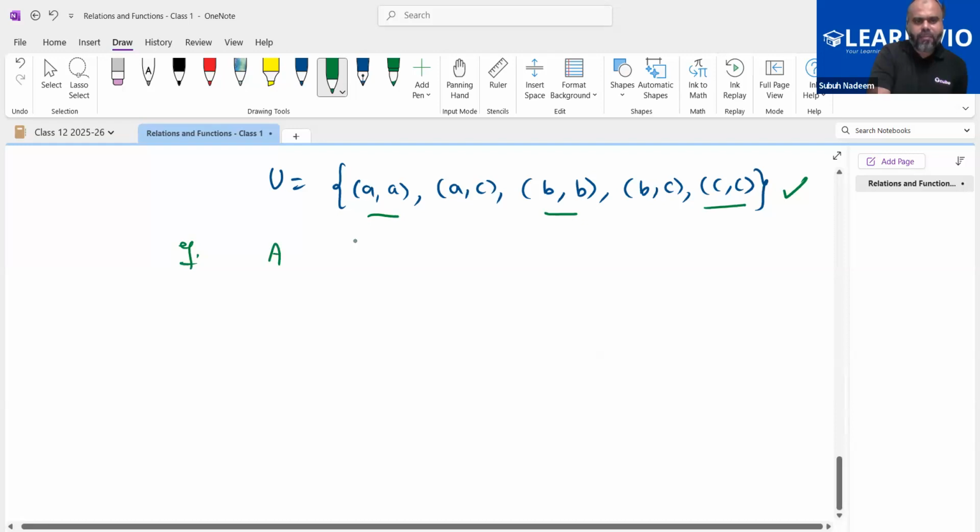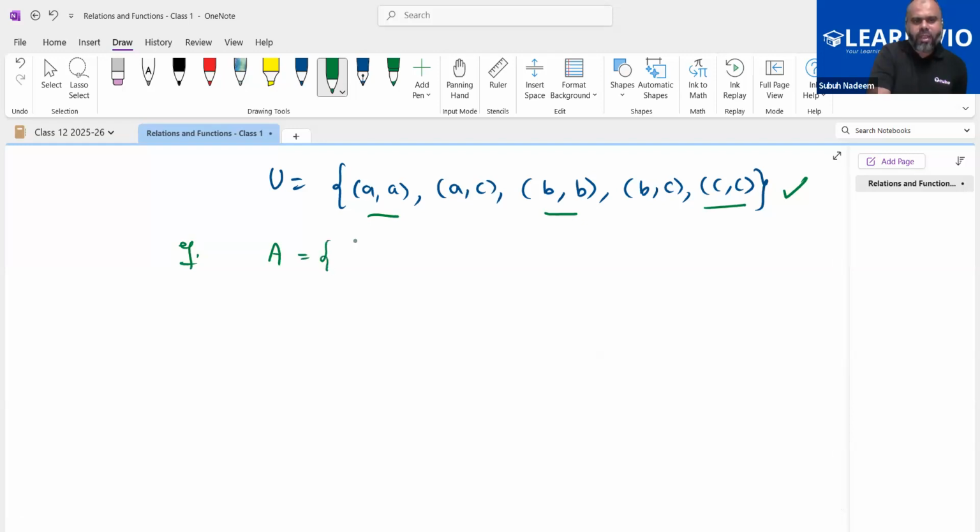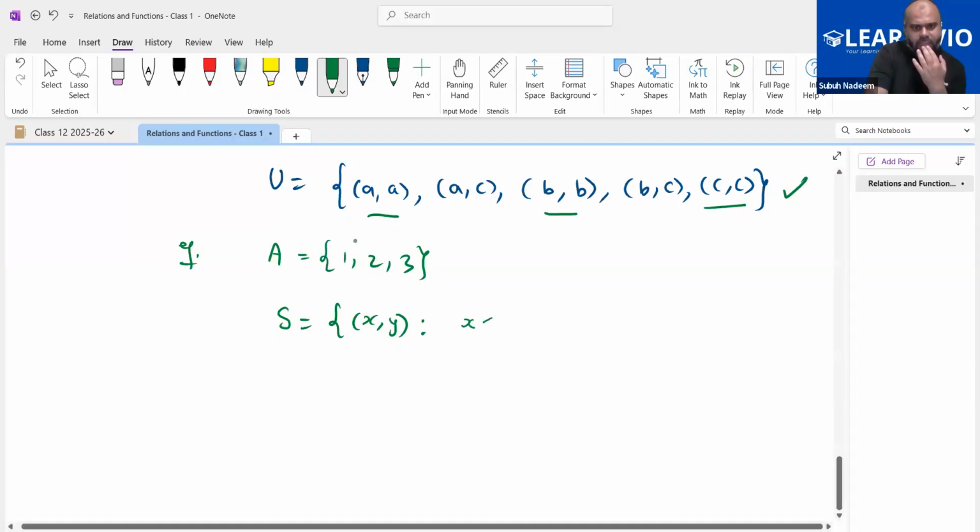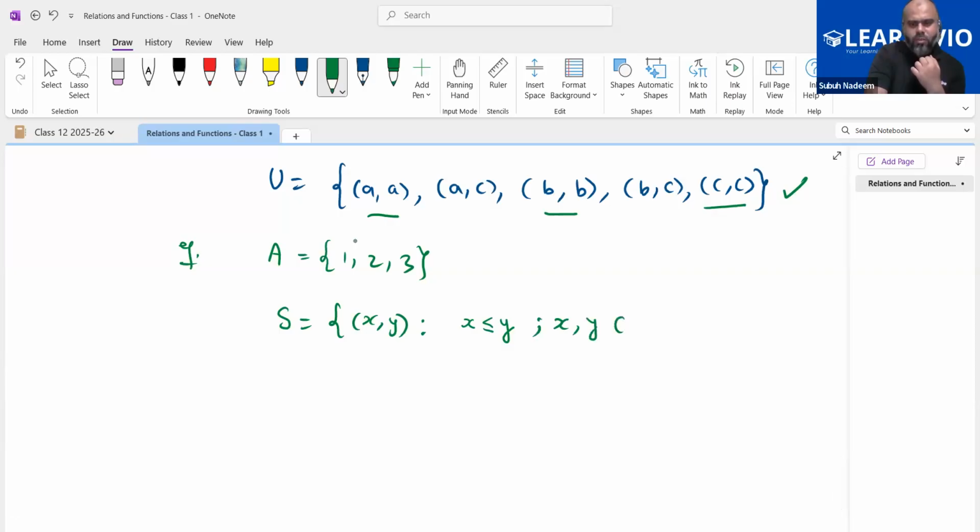Okay. Another mathematical example could be like you take a set A with elements 1, 2, 3, suppose, and S is equal to (x, y) such that x is less than equal to y, where (x, y) belongs to A. So you don't have to write all the elements.